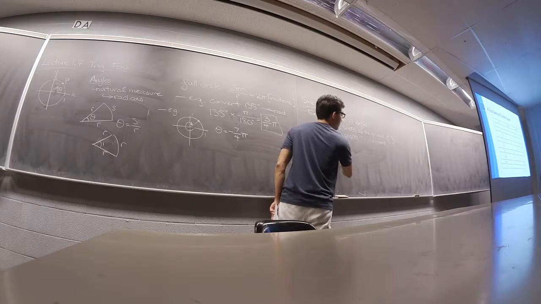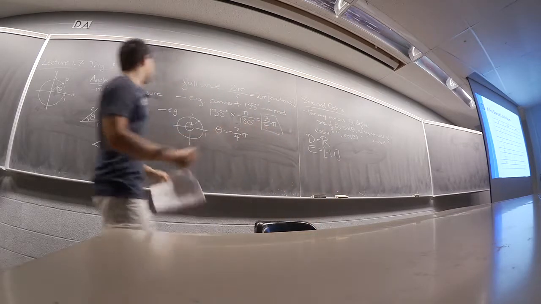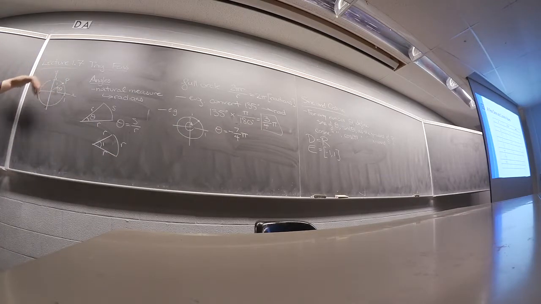Okay, minus 1 to 1. However much I go around this circle, the x-coordinate and the y-coordinate are bounded by minus 1 and 1. And I span that whole interval. Does that make sense? Okay, so the range is from minus 1 to 1.